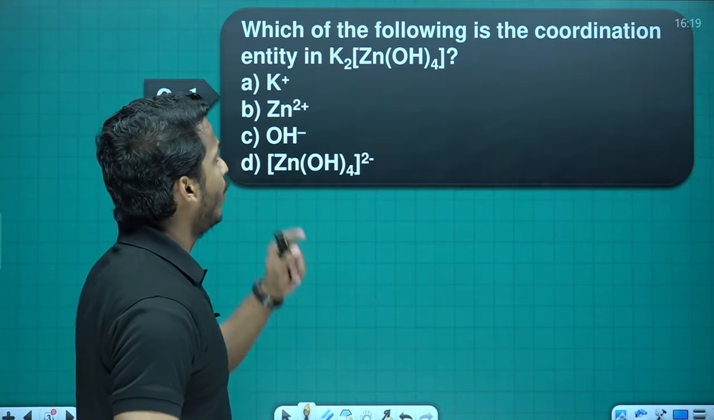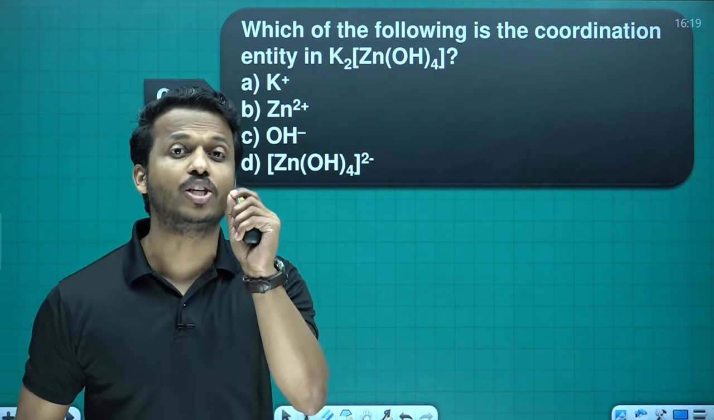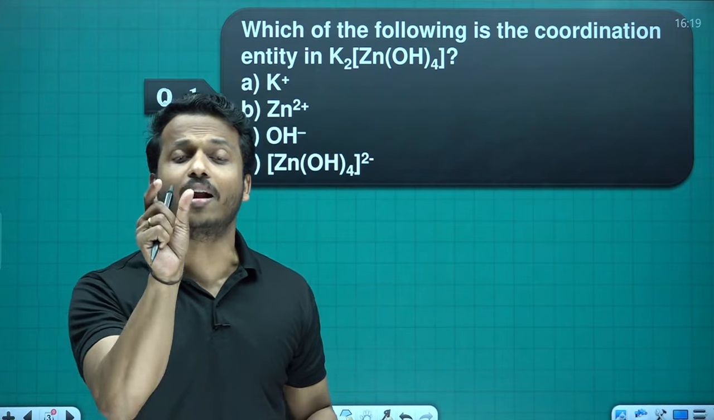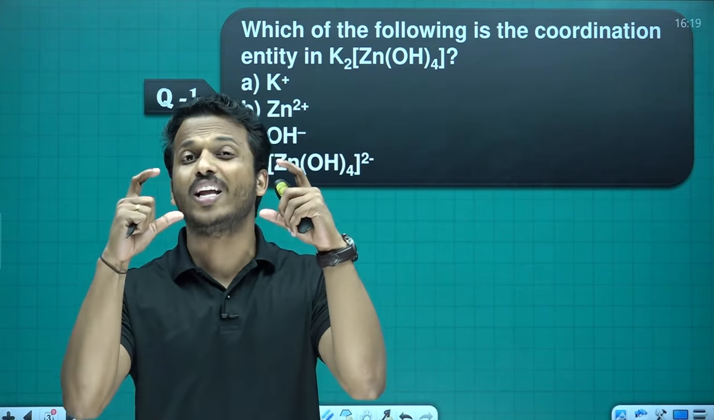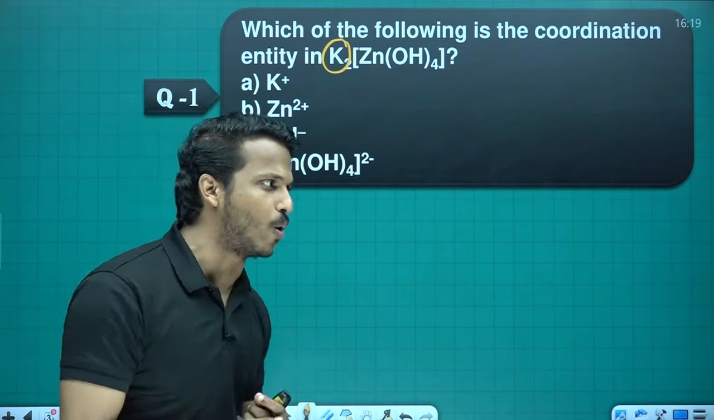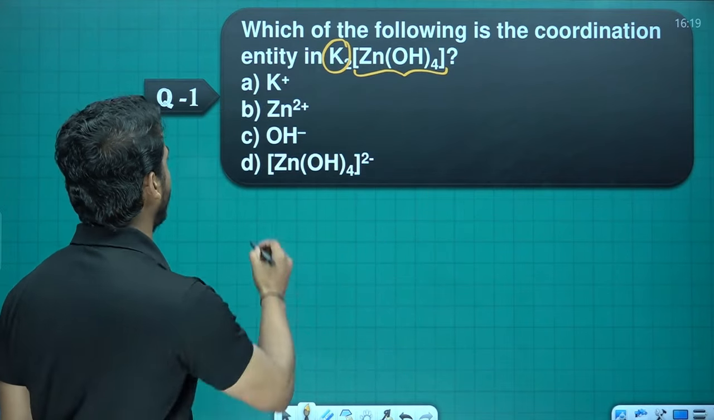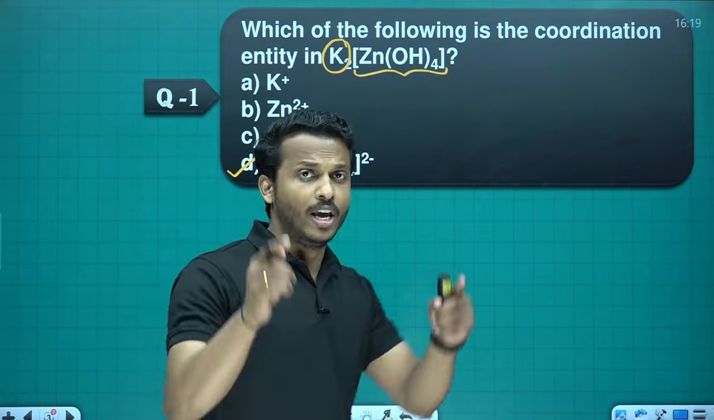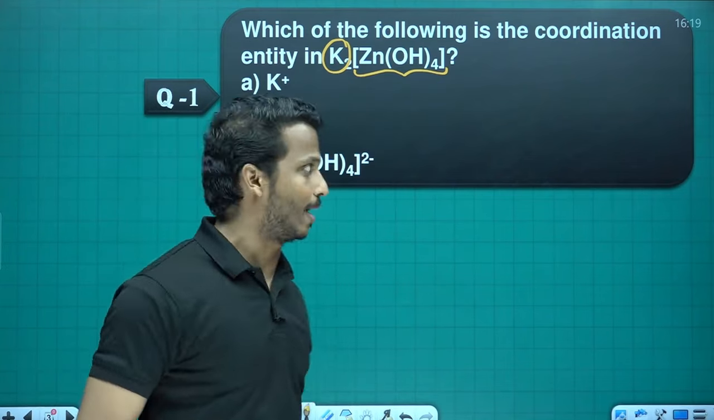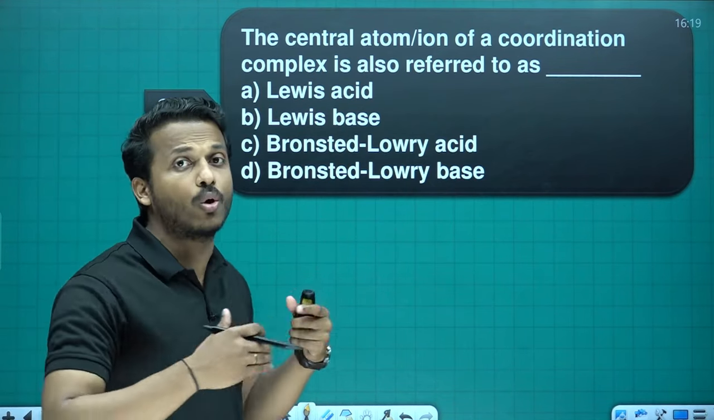Ready? Question number 1. Which of the following is the coordination entity? Coordination entity is also called the coordination sphere, the square bracket. The square bracket contains the central metal atom and ligands. That part is called the coordination entity or coordination sphere. And the one outside the bracket is called the counter ion. So here this is the coordination entity. Yes, D is the answer. In a coordination entity, we have the central metal atom first, then the ligands.